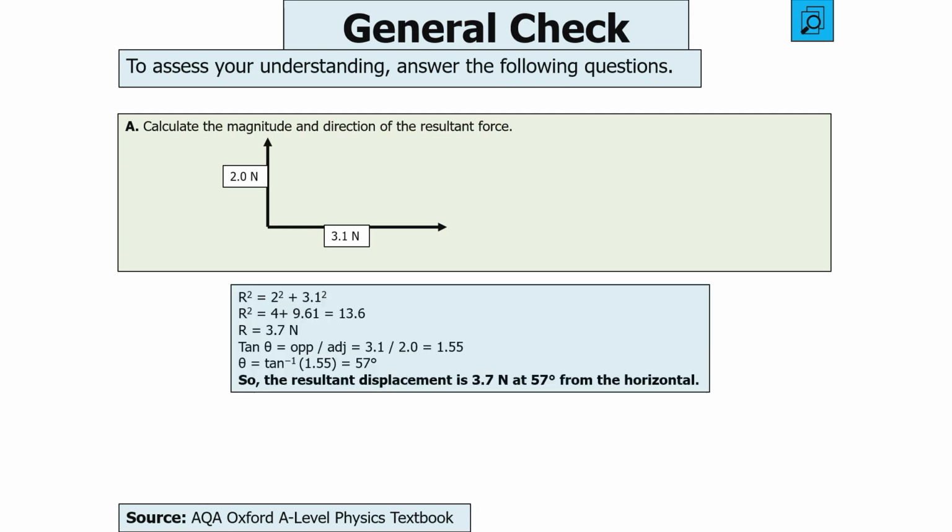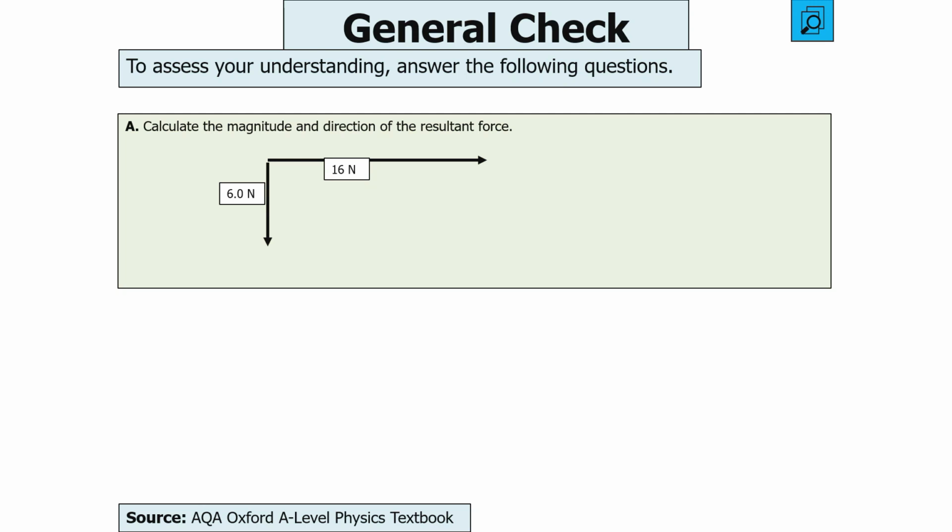So to work out this answer, we say r squared is equal to 2 squared plus 3.1 squared. So therefore r squared is equal to 13.6, so r is equal to 3.7 newtons. We can then say tan theta is opposite over adjacent, so it's going to be 3.1 over 2, which is 1.55, so our angle of theta is 57 degrees. So the resultant displacement is 3.7 newtons at 57 degrees from the horizontal.